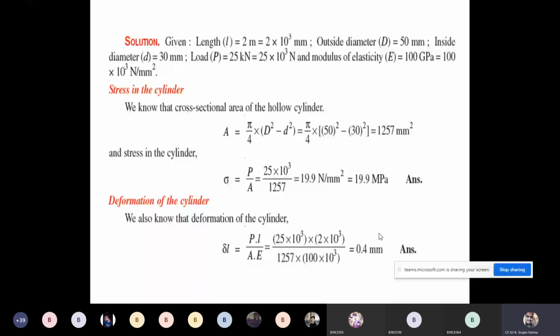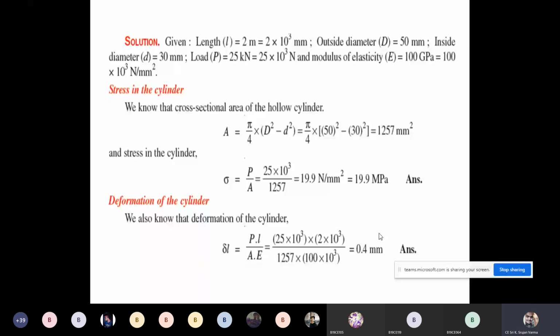Next one, modulus of elasticity. Modulus of elasticity, capital E, is given as 100 GPa. That is 100 multiplied by 10 to the power 3 Newton per millimeter square. Do remember this one: 100 into 10 to the power 3 Newton per millimeter square.